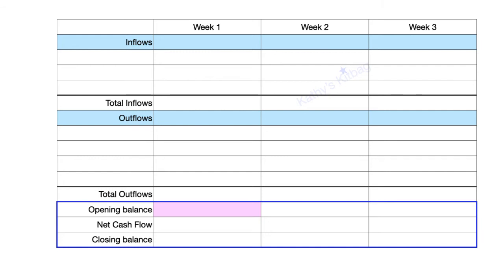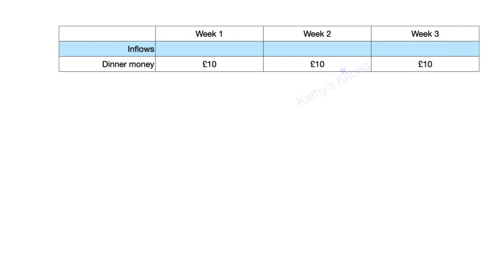So that's what our little template is going to look like, and we'll just go on to do an example of a personal cash flow from the point of view of a teenager. So we've got our weeks running across the top, and now we're going to start thinking about some of the inflows. So perhaps you get £10 a week when you're at college, dinner money from your parents, maybe a bit on the low side, but keeping the figures nice and straightforward.